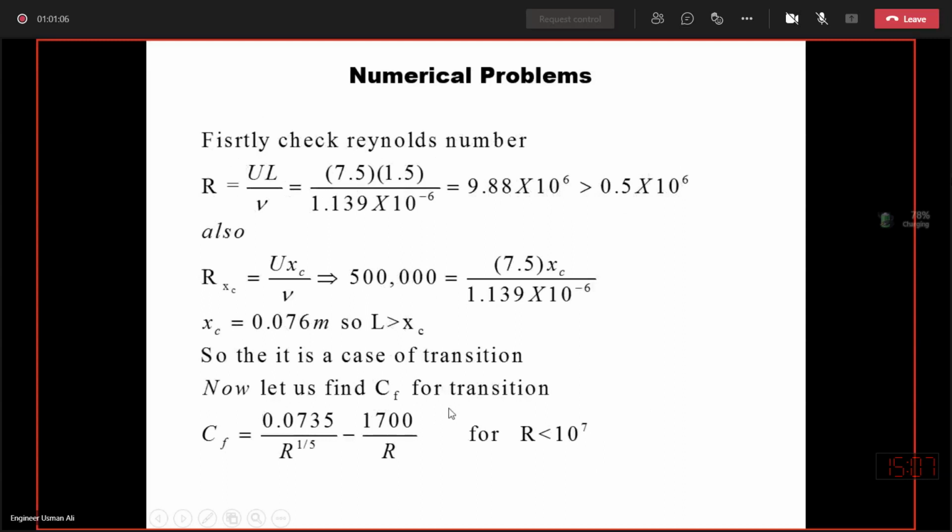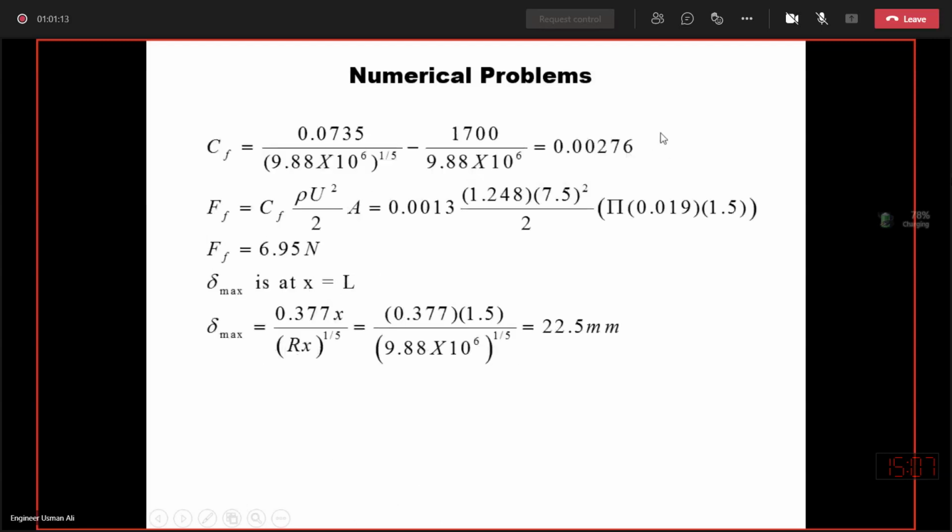So the other formula of transition coefficient of friction drag will be used. Using this, we can find Cf, and then the friction drag is Cf rho u square by 2 into A. Area in this case will be the peripheral area, because for the cylindrical element it is pi into diameter into length of the cylinder.